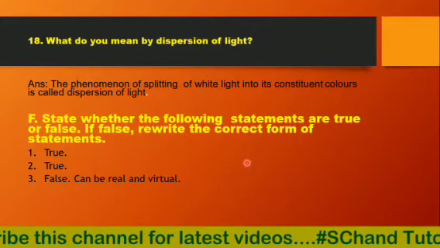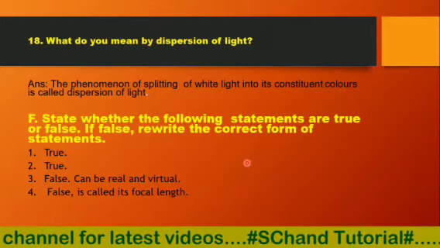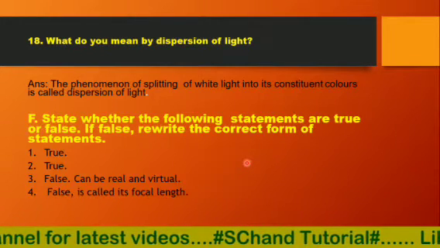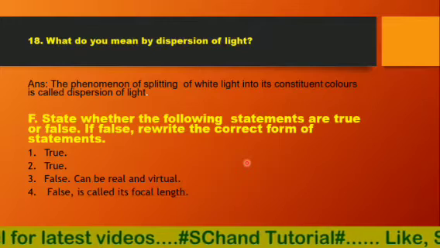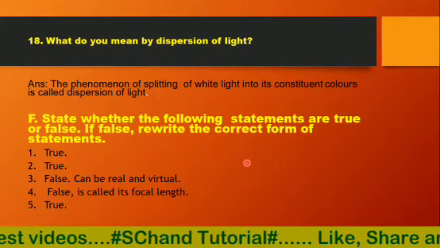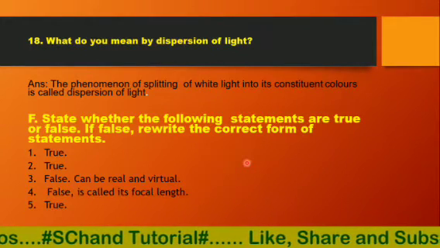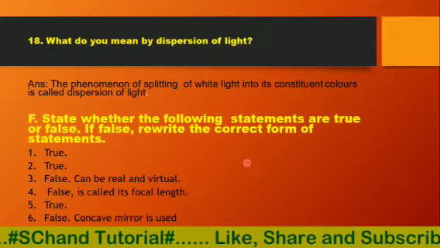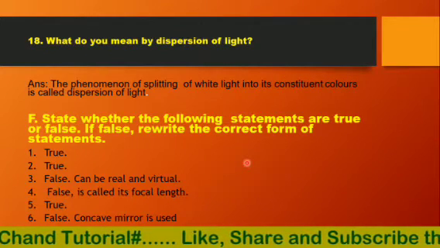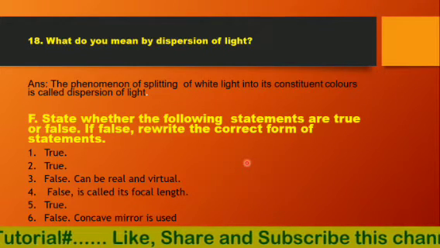The distance between pole and focus of a spherical mirror is called the radius of curvature. No, that is false. It is called the focal length. A convex mirror is fitted in vehicles to enable drivers to view the traffic coming from behind. That is true. A convex mirror is used as a reflector in the solar cooker. That is false. It is a concave mirror that is used. A ray of light passing from glass to air bends towards the normal. That is false. It bends away from the normal.